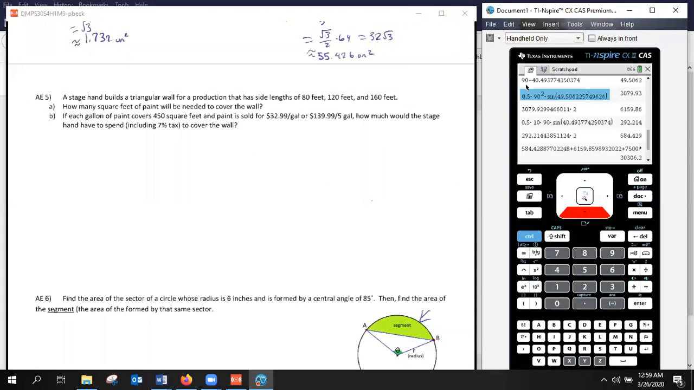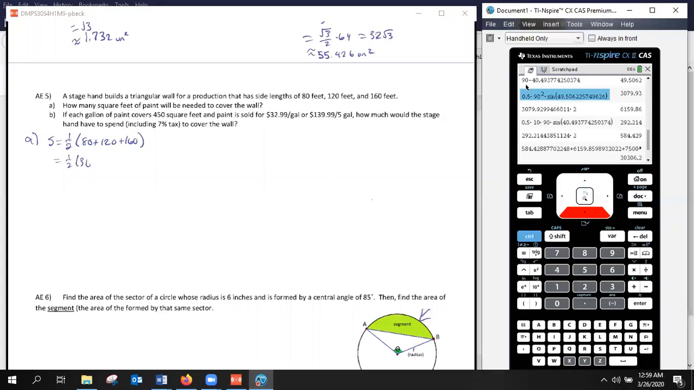So what I am going to do first is say, what kind of triangle do I have here? And the obvious answer is this is a side-side-side triangle. So this is where Heron's formula is going to kick in. First thing that we are going to do is find half the perimeter. So half the perimeter is going to be 1/2 of 80 plus 120 plus 160. So 1/2 of 80 plus 120 is 200. 200 plus 160 is 360. 1/2 of 360 gives me 180. We should know that with all the work we've been doing in circles. So the half the perimeter is 180.